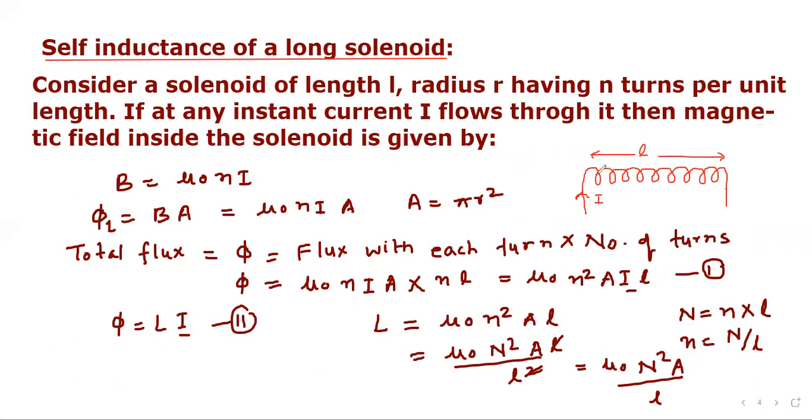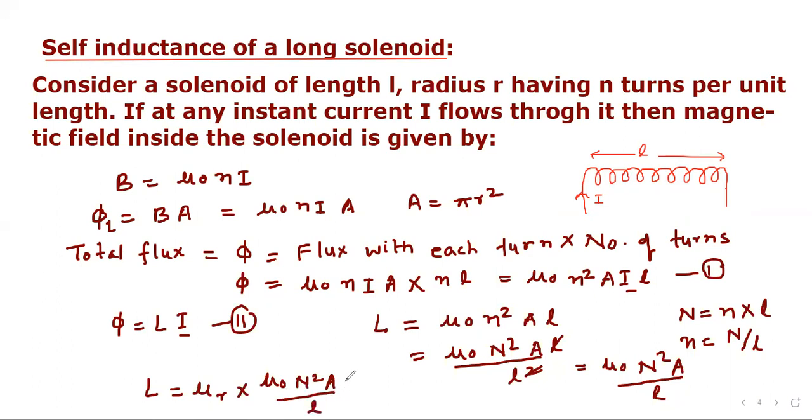Now, if there is material, suppose iron or any other magnetic material, in that case, the value of L will increase the number of times of permeability of that material. So we can say in that case, L will become, suppose, relative permeability of the material inside the solenoid is mu r, that we have inserted, times mu naught times N square A divided by L.